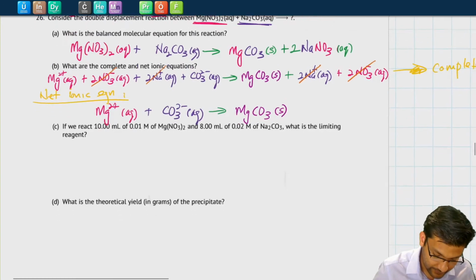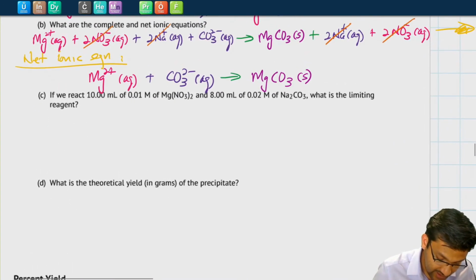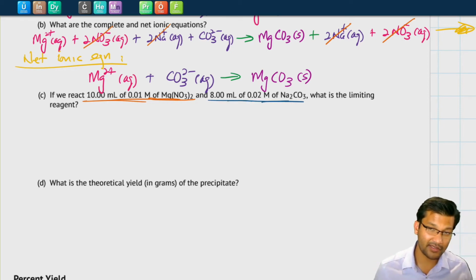All right, let's look at the limiting reagent and theoretical yield. So we start with some amount of magnesium nitrate and some amount of sodium carbonate. So let me highlight that. The only difference here is these are in volume and concentration rather than mass. But it's no different. We know how to go from mass to moles using molar mass, but we also know how to go from volume and concentration to moles using molarity.